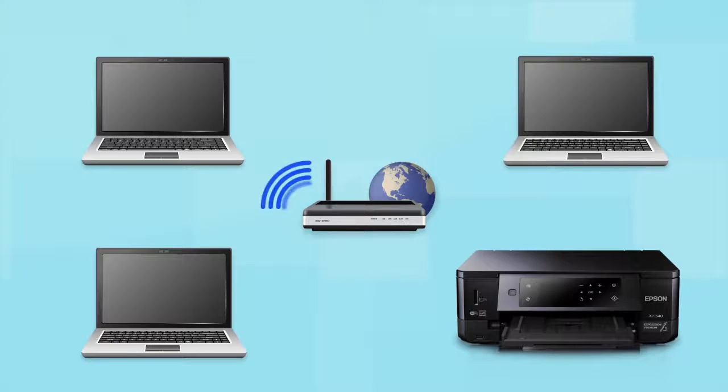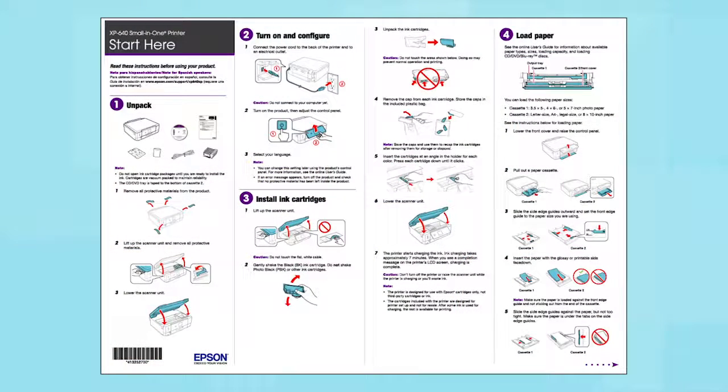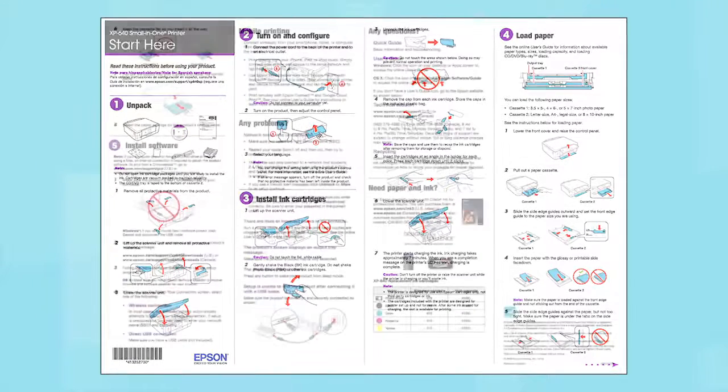Now, let's set up your Epson printer and add it to your network. When you're done, you'll be able to print wirelessly from this computer. You can add the ability to print from another computer later on. Follow the steps on the Start Here sheet. The Start Here sheet shows you how to physically set up your printer.